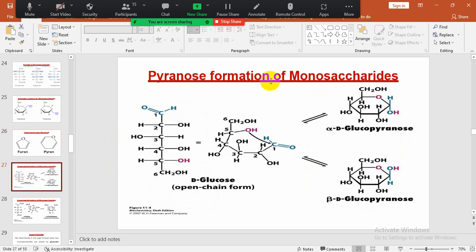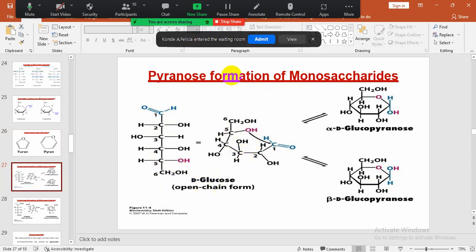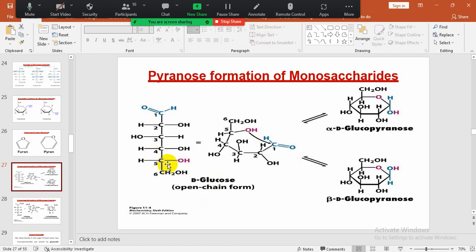So, pyranose formation of monosaccharides. We have a pyranose. This has 6 carbons: carbon 1, 2, 3, 4, 5, 6. It's going to form a cyclical structure. This is the open chain. So we are forming a cyclic structure, and this one will lead to the formation of alpha. You can see that the OH is pointing down, so it's alpha.